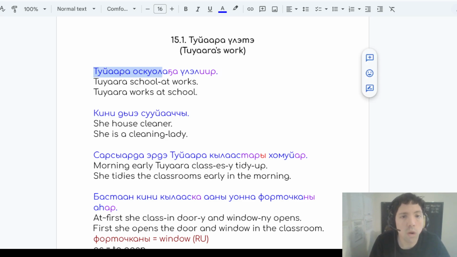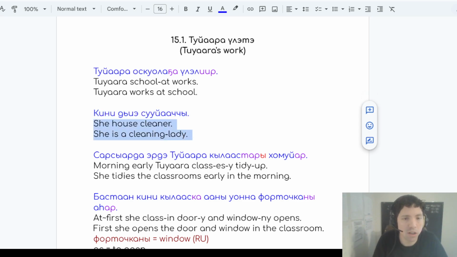Tuyara askualaga ulelir. Tuyara school at works. Tuyara works at school. I will read the Sakha once, the literal translation once, and the natural translation once. Kini jie soyache. She house cleaner. She is a cleaning lady.